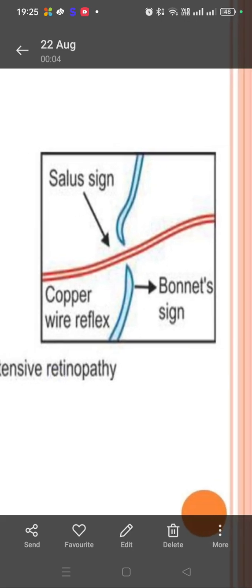Now what is Salus sign? Salus sign is when the vein becomes deflected at the AV crossing. Deflected means it changes its path, or it becomes curved or angulated. Okay, so that is the Salus sign.